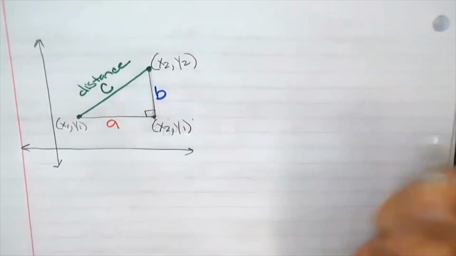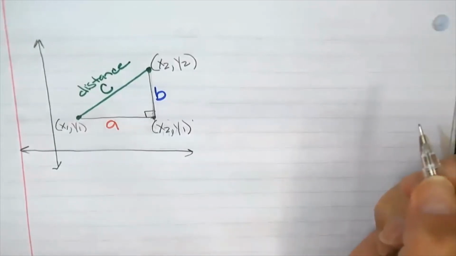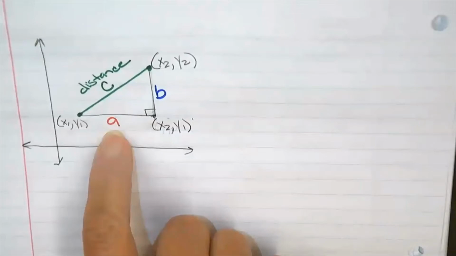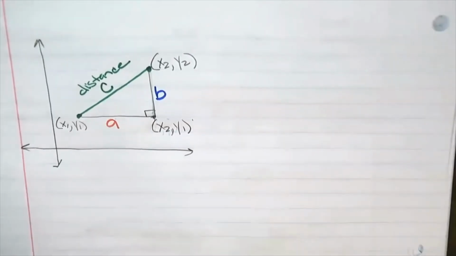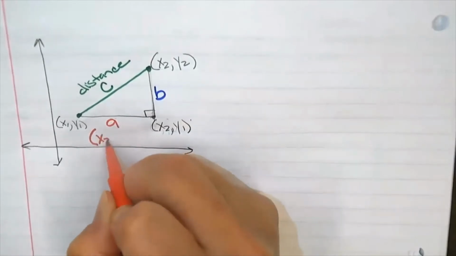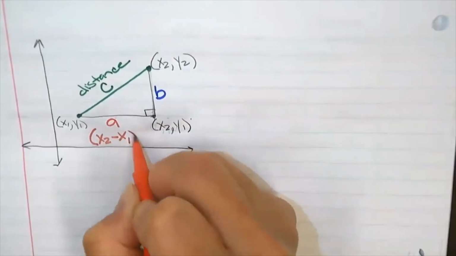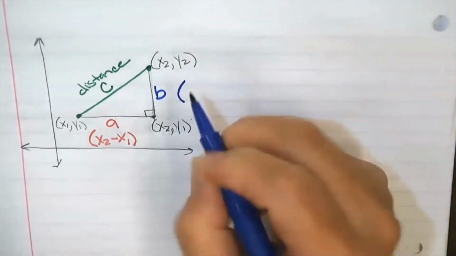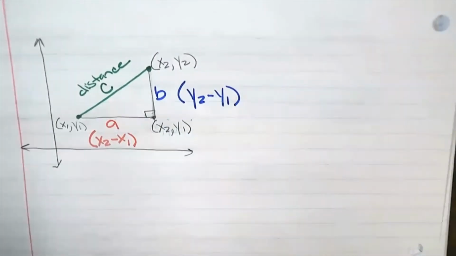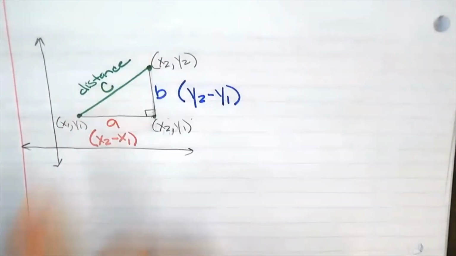x2, y1. Okay. Knowing this, I can find the distance of A. A is x2 minus x1. And I can find the distance of B. B is y2 minus y1. And C is what we're looking for, right?